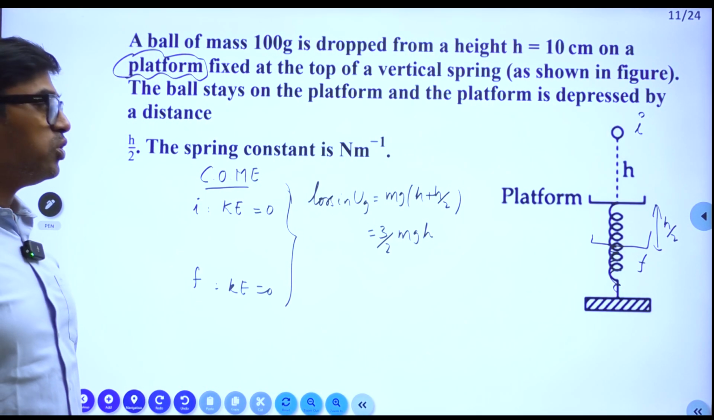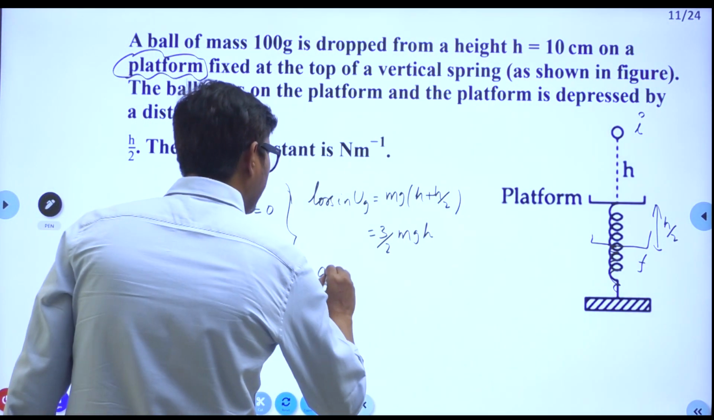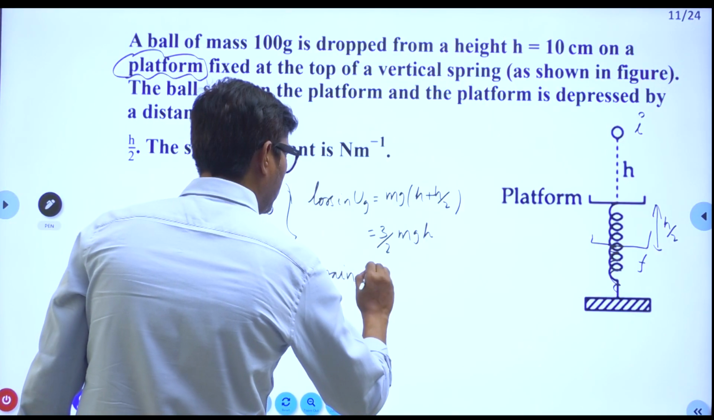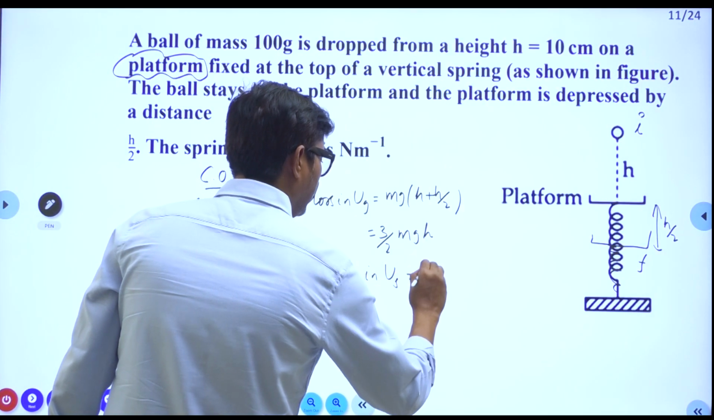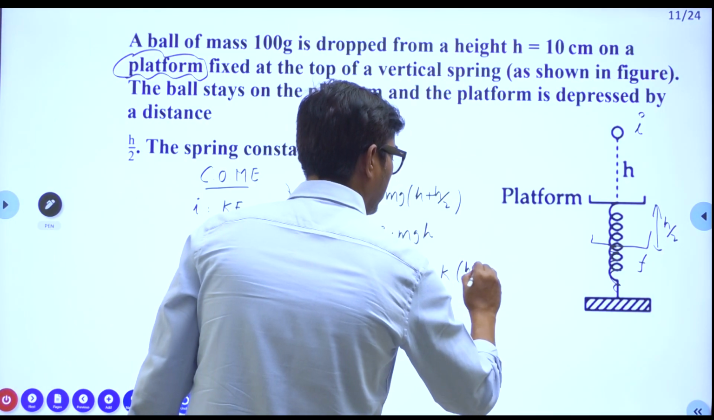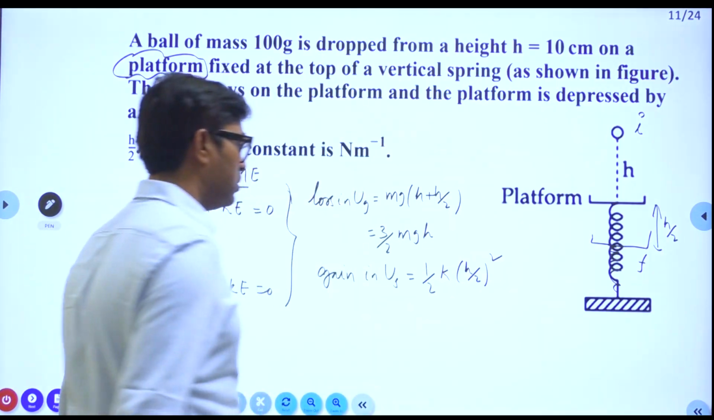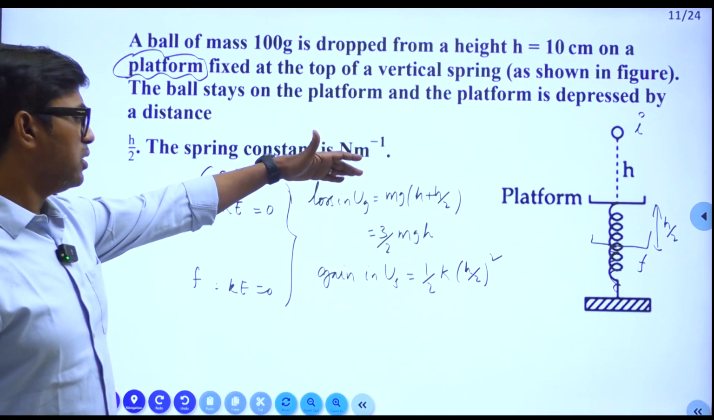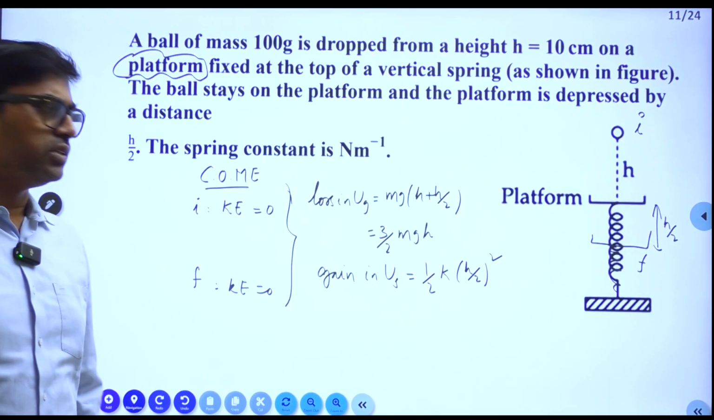Then which form of energy is going to increase because of that? Gain in strain energy, gain in spring energy, and that is half k into the compression in the spring, h by 2, squared: half k h squared over 4. So loss in gravitational potential energy equals gain in spring energy.